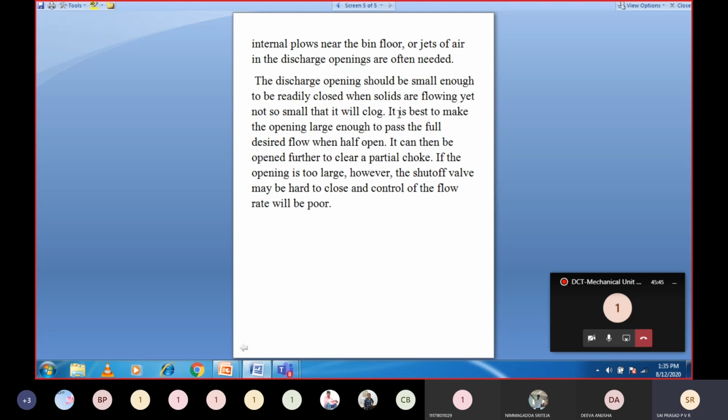If its size is more, what will happen? As I said, the machine or the operator has to do a lot of work to open it and then to close it. It is best to make the opening large enough to pass the full desired flow when it is half open. So we should see what flow you are going to generate. How do you know this? That is the first question. Means what? What is the loading on the conveyor belt? How are you going to mix the material? You should know what reaction is taking place.